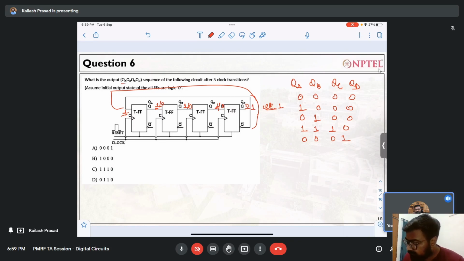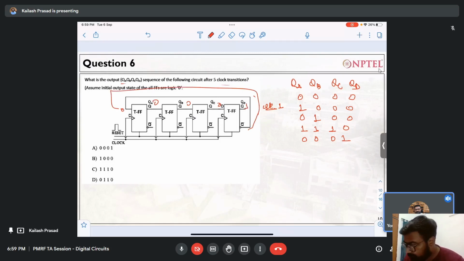Okay, so the state is 0 0 0 1. So I will write it like this: 0 0 0 1, right? So this node is 0.